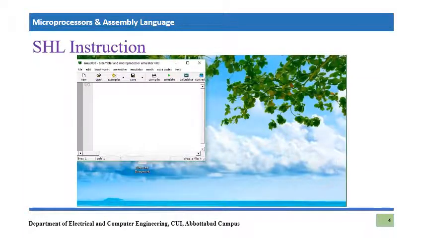Okay, in this slide we are going to talk about shift logical left, that is SHL. Let's say we move a number, move AX, 02 into AX, and then we want to shift AX by 1 bit, so let's say 01 hex. Let's see what is going to happen.